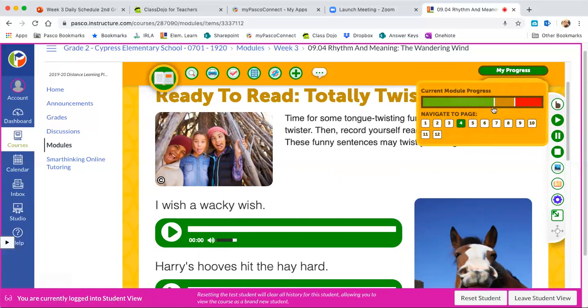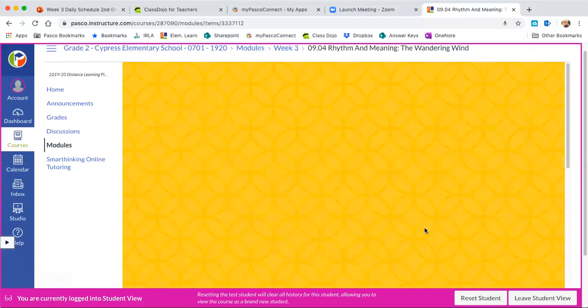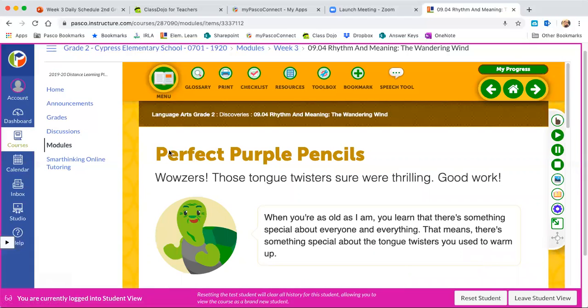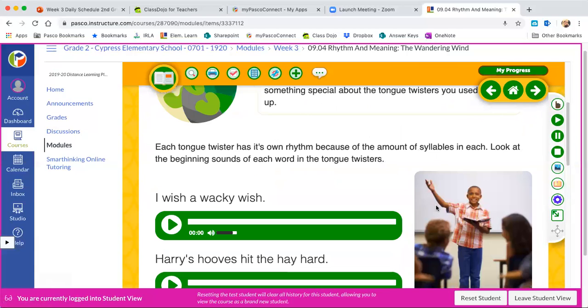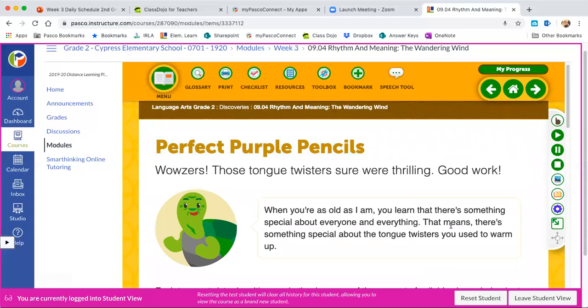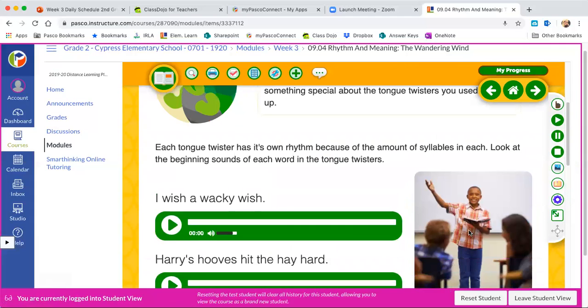So I'm on page 4. I'm going to go on to page 5 here. Perfect purple pencils. Perfect purple pencils. These tongue twisters sure were thrilling. Each tongue twister has its own rhythm because of the amount of syllables in each.